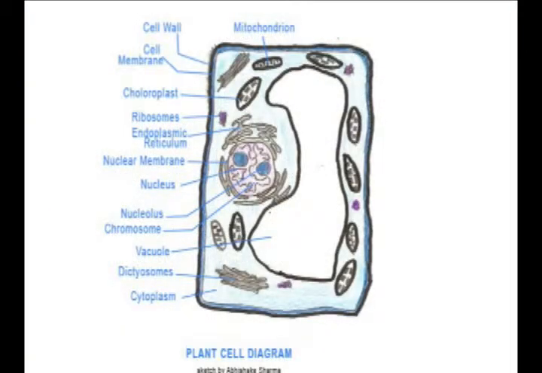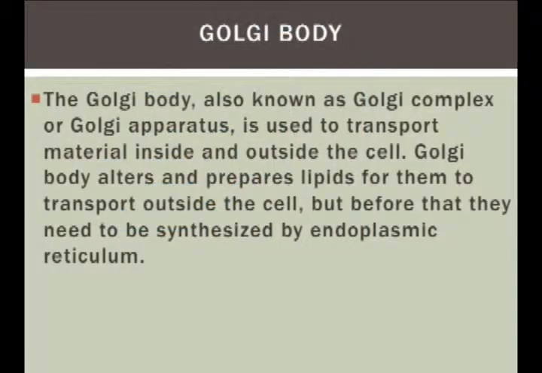Golgi body. The Golgi body, also known as the Golgi complex or Golgi apparatus, is used to transport material inside and outside the cell. The Golgi body alters and prepares lipids to transport outside the cell, but before that they need to be synthesized by the endoplasmic reticulum.